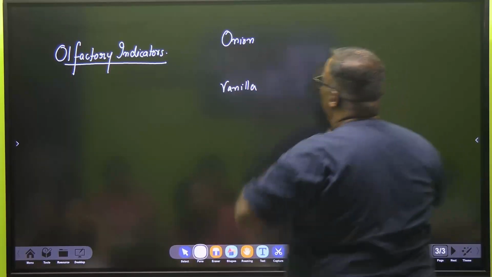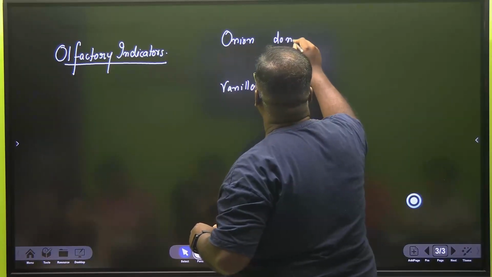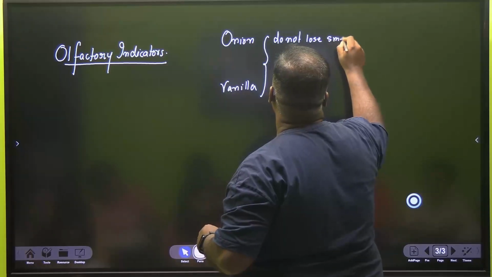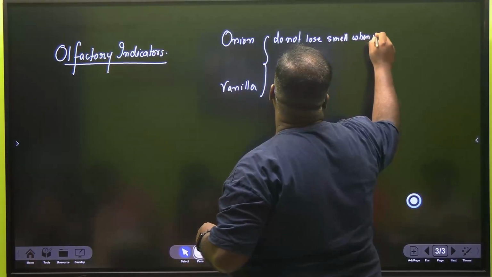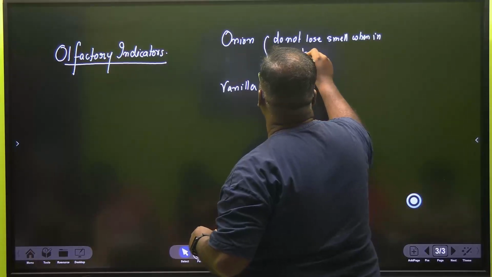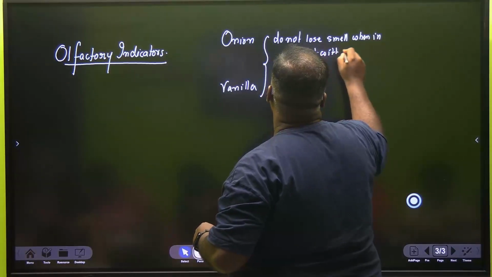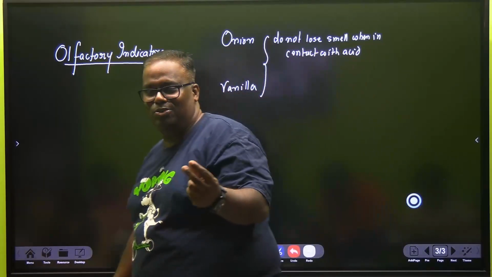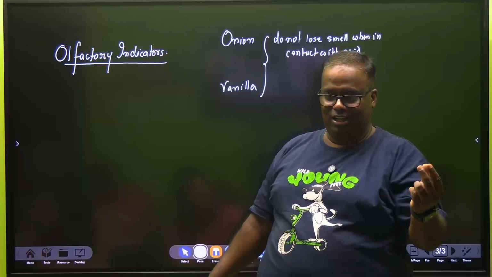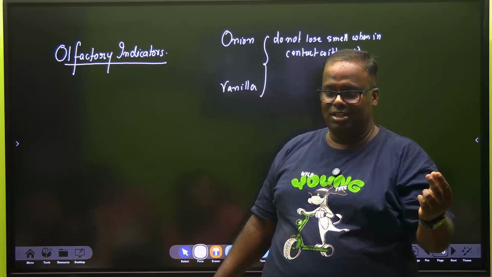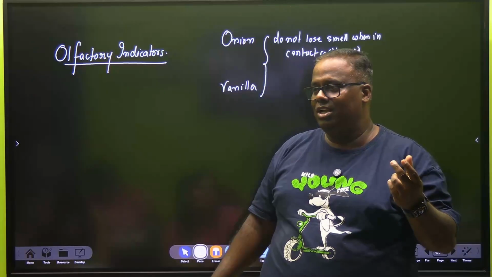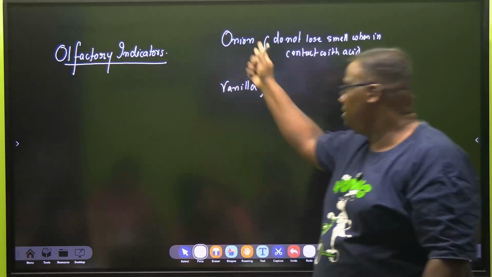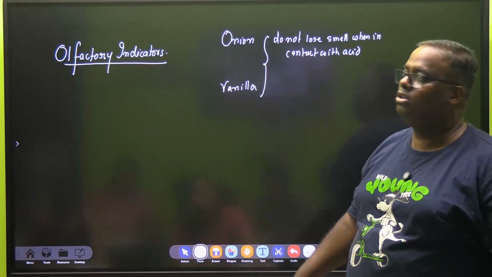Now these two, onion and vanilla, do not lose smell when in contact with acid. Go to a lovely Indian restaurant, you are served those small round onions which are dipped in vinegar. Vinegar is what? Acetic acid. Do you lose the onion taste? No, you don't lose the onion taste. So onion and vanilla, if you pour 2-3 drops of acid on them, their smell is not lost. They have a distinct smell.